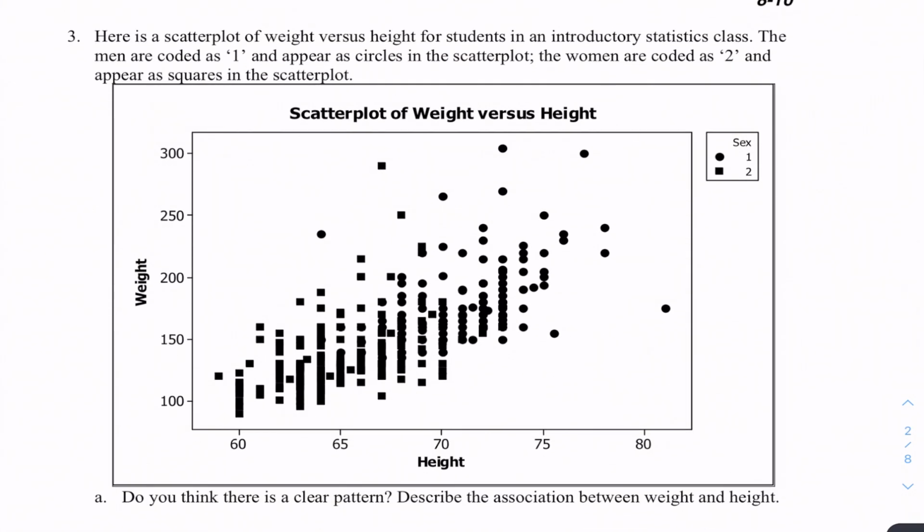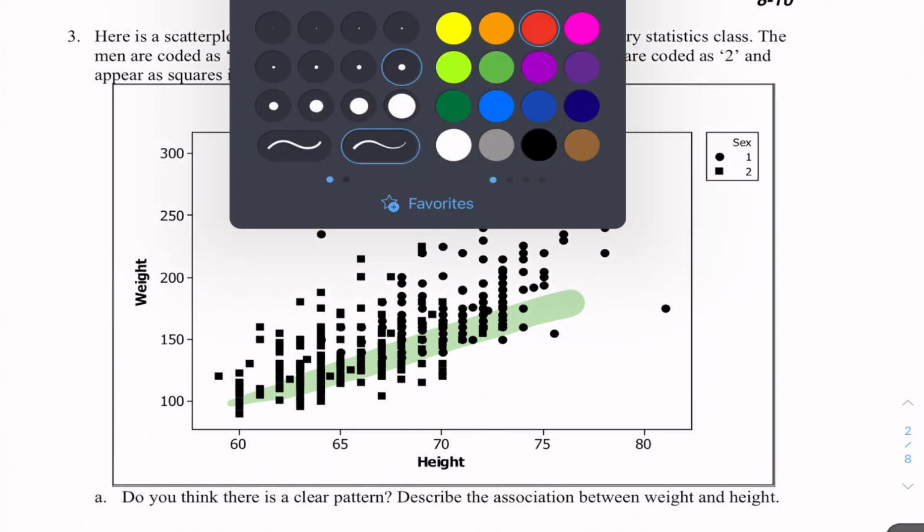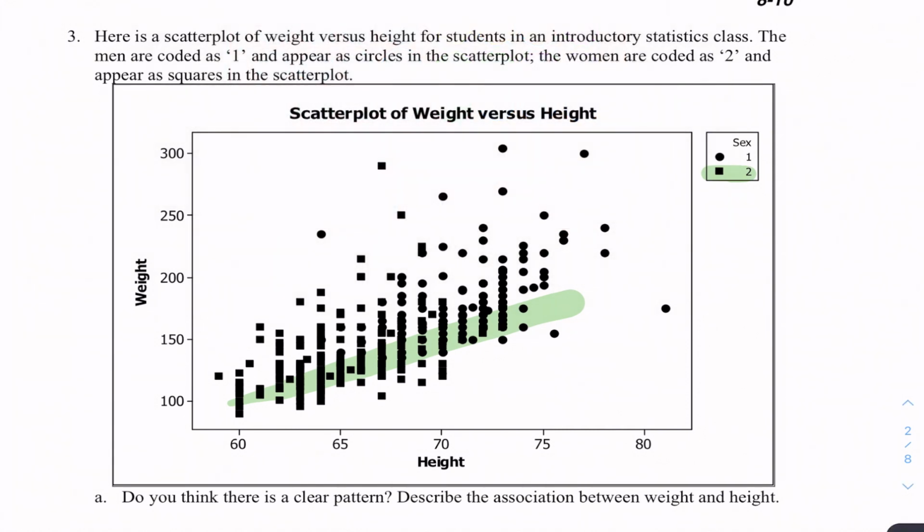Number 3. Here's a scatter plot of weight versus height for students in an introductory stats class. The men are coded 1, so they're the dots, and the women are coded 2, which are the squares. Do we think there is a clear pattern? And if I was looking at just the squares, I can see there. If I was looking at, let's say, red, and this is where colors are really helpful, so I'm just going to try to highlight the circles. If I try to find my circles, the circles kind of live more up here.